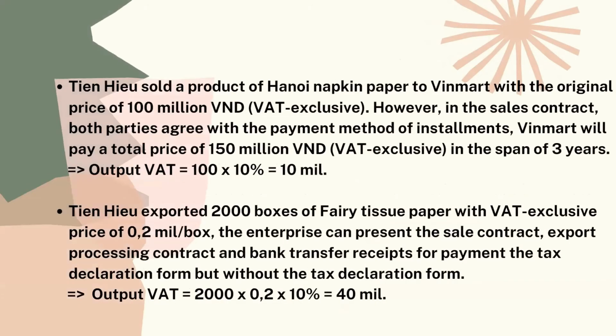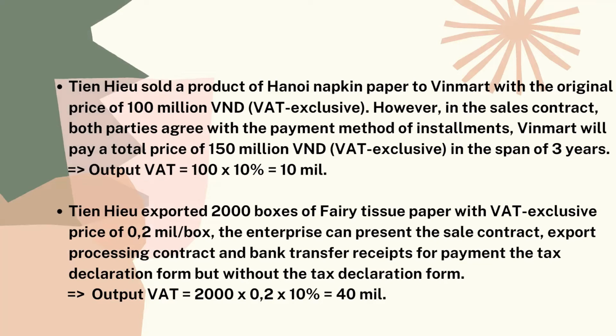And next, we will move to the type of output of the company. First, Tiền Hiếu sold the product of handwritten napkin paper to Vinmart with the original price of 100 million VND, exclusive. However, in the sale contract, both parties agree on the payment method of installments. Vinmart will pay a total price of 150 million VND, exclusive of VAT, over the span of 3 years. In here, output VAT will equal 10 million.